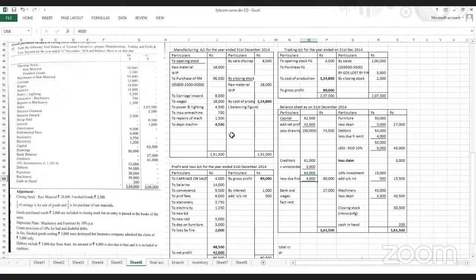So it's the normal final accounts that way. Only thing is that you have to make a new manufacturing account. That's it. So you can revise this sum at home. You can take a screenshot and try and practice this sum.